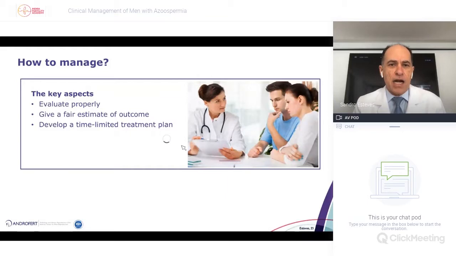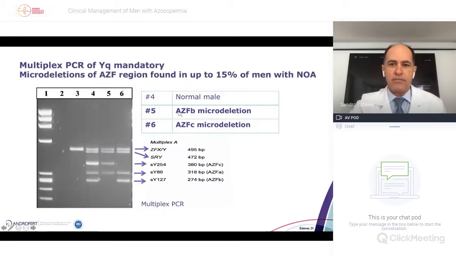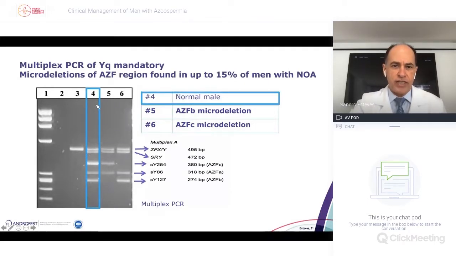So what we need to do is a multiplex PCR in which we will analyze the long arm of the Y chromosome. Using the PCR, we will be able to compare, always running a control. As you can see, number 4 is a normal male, in which, using PCR electrophoresis, you see that the markers of AZF A, B, and C are here. So it means the patient has everything normal, nothing is missing in the long arm of the Y chromosome.